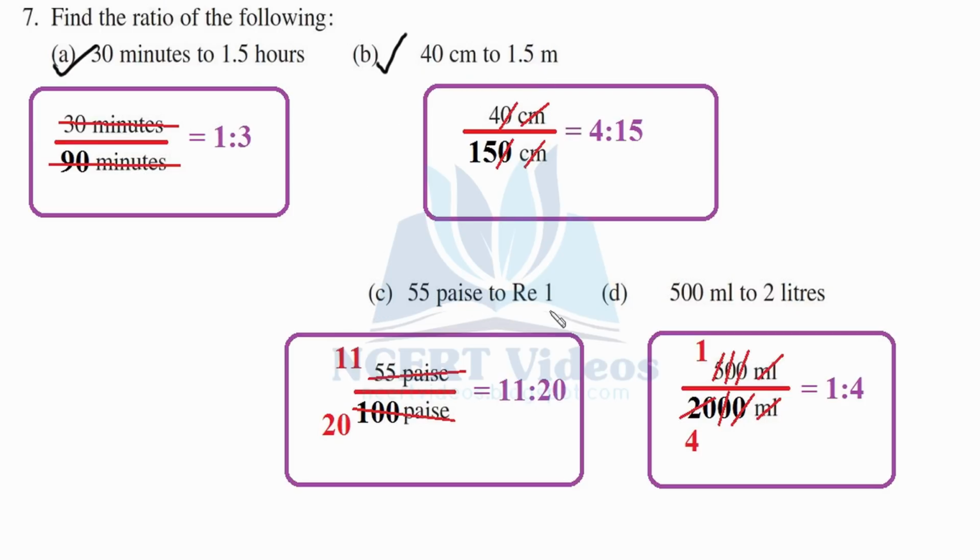55 paise to rupee 1. Well, again, not the same. We have to convert rupee into paisa. So 1 rupee, very well known, it is 100 paisa. Now paisa get cut, and 11 5s are 55, 20 5s are 100. So the required ratio is 11:20.